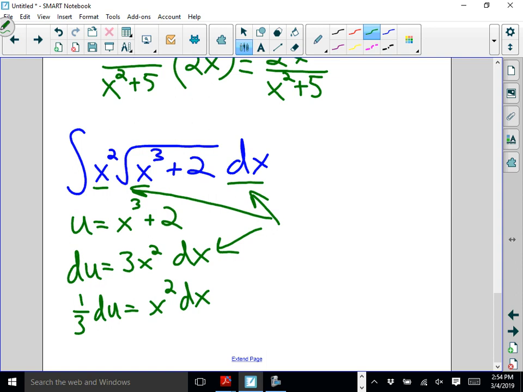So when I go to write my new antiderivative, anytime we have to make an adjustment, I always write my adjustment in front of the integral. Right? It's just a coefficient, and we can always put coefficients out in front of the integral. You guys are used to that from our last standard, so it should be no problem here. I put my 1/3 at the front, and I put my du at the back. That 1/3 du takes care of my dx and my x squared.